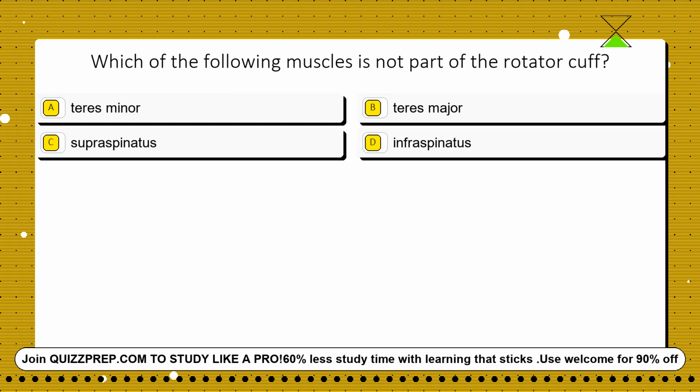Question 102. Which of the following muscles is not part of the rotator cuff? Option A. Teres minor. Option B. Teres major. Option C. Supraspinatus. Option D. Infraspinatus.